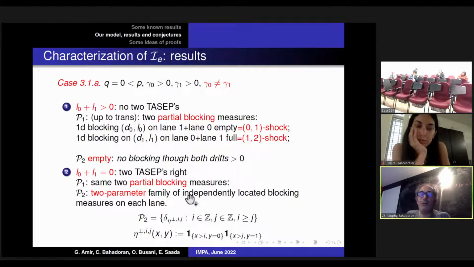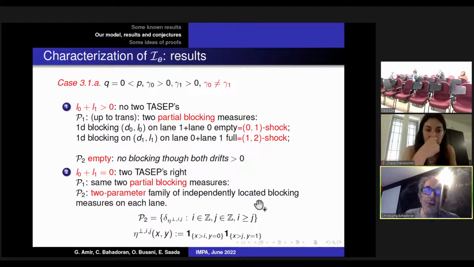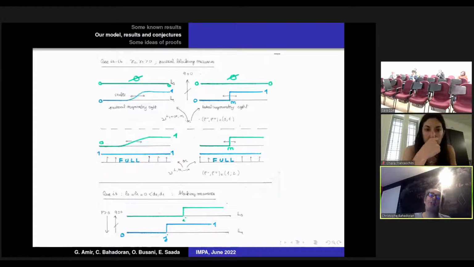That is, you can place a 0-1 shock on each lane almost independently, except with the constraint that the shock you place on the upper lane has to be, I think, to the right of the shock you place on the lower lane. Okay, so these different cases are summarized on these pictures.